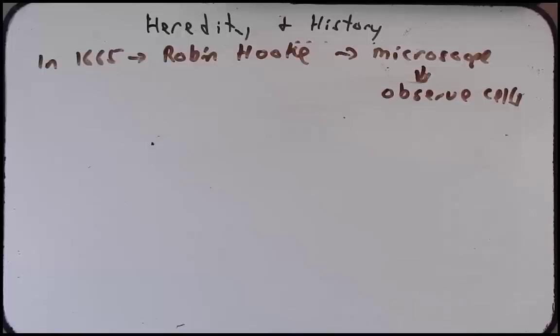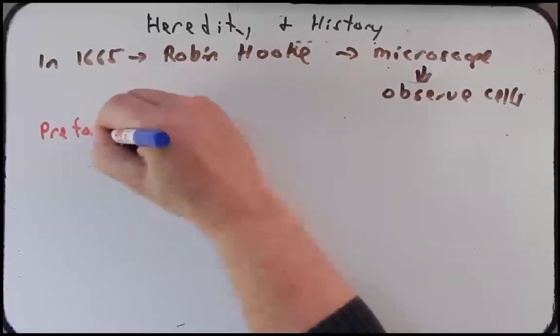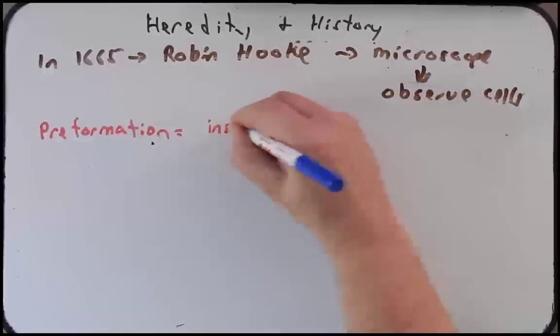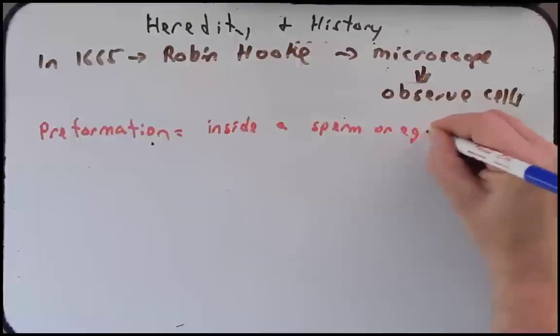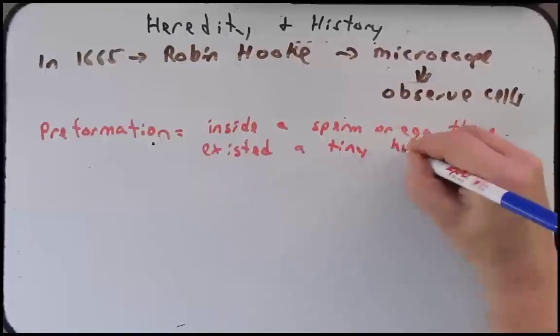With the understanding of cells, scientists were quick to make certain predictions about many of life's processes. But one interesting thing that came up was this idea called preformation. And essentially what this idea states is that inside a sperm or egg, there existed a tiny human.